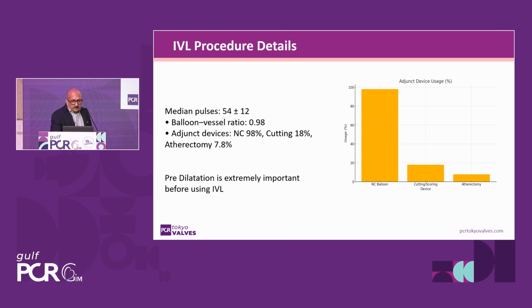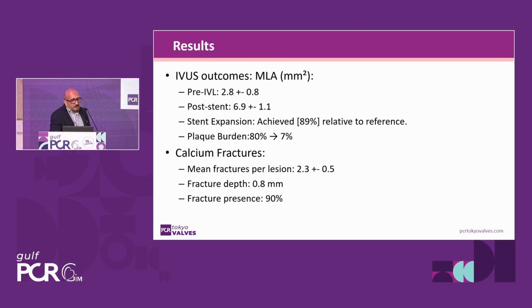And then, of course, these are the procedural details of using other adjunctive technology. So a non-compliant balloon is almost always there. We use that. And then, of course, a cutting or scoring balloon was additionally used in some patients. And atherectomy like rotablation or orbital was also done to cross the lesion in some patients.